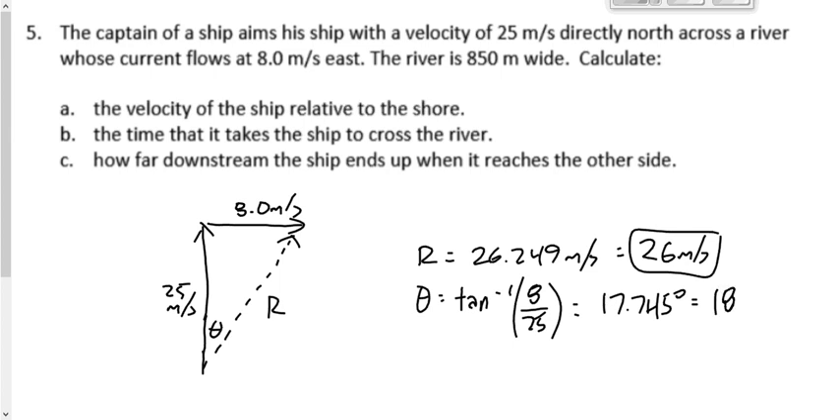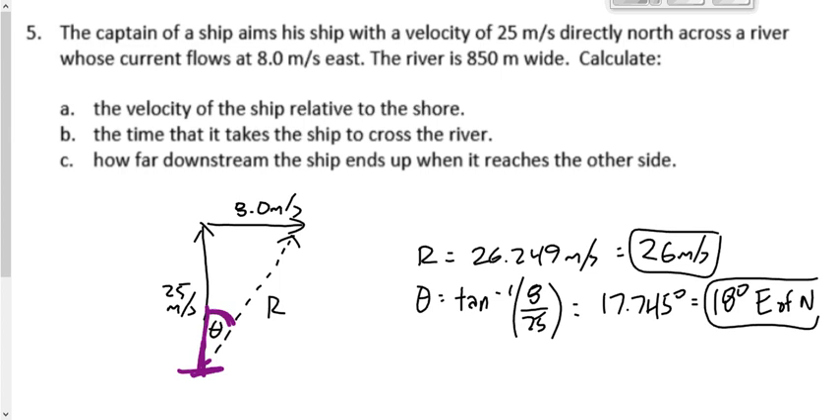And how would we express that? 18 degrees east of north. Sorry, it is east of north, because we're measuring that angle from the north. All right? Okay, there's question A.